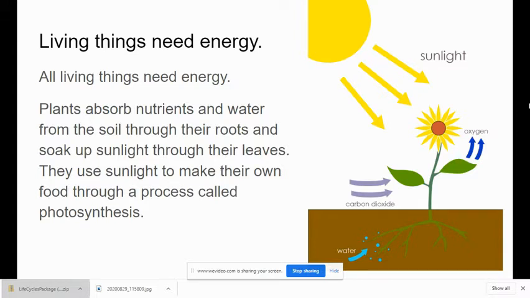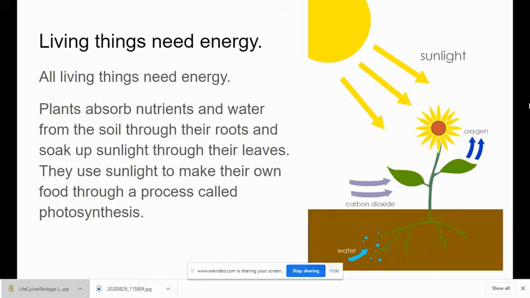Photo means light, synth means make, and esis or essis means process of. So that's your Latin lesson for today, third graders. Photosynthesis literally means the process of making something with light. What are they making with light?